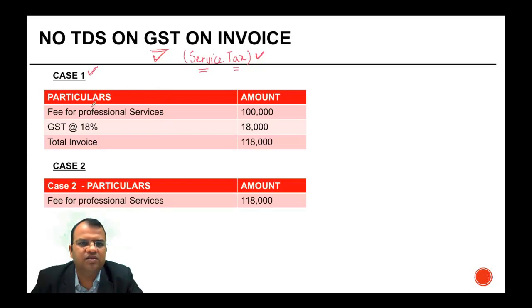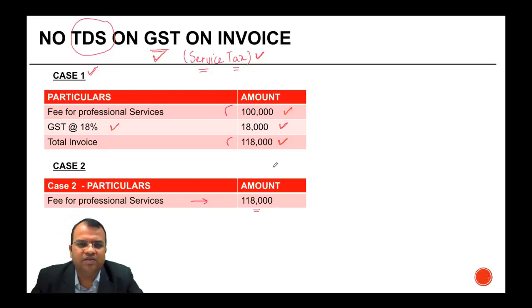The first situation is, suppose the fee for professional services is 1 lakh. The invoice clearly mentions that a GST of 18% has been applied on such invoice and the total amount is 1,18,000. Now the question which comes up is, on what amount should the TDS be deducted? Should it be on 1 lakh or should it be on 1,18,000? Another case could be where you just get an invoice which mentions fee for professional services and the total amount that is given is 1,18,000.